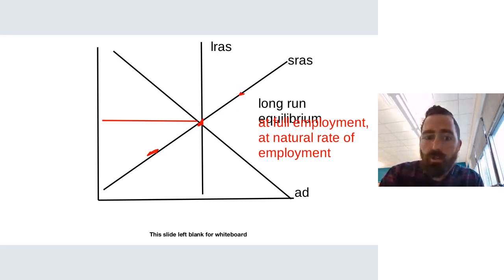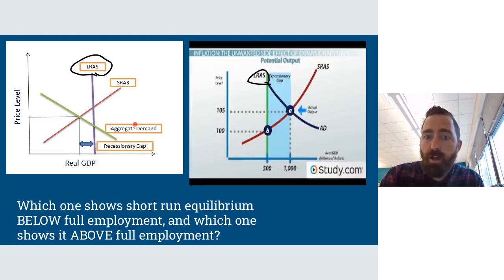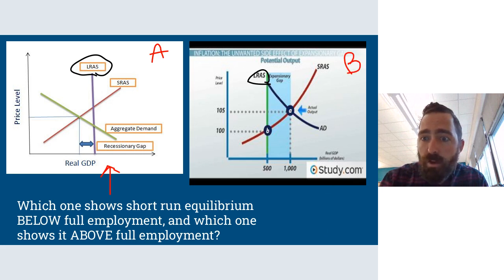So that can be found on slide 72. So in this case, right here, if you follow the red arrow, let's make this graph A, and this one will be graph B. Okay? Graph A is showing a recessionary gap.